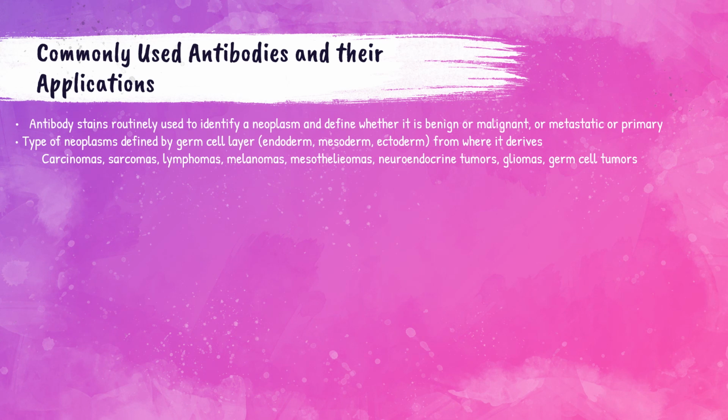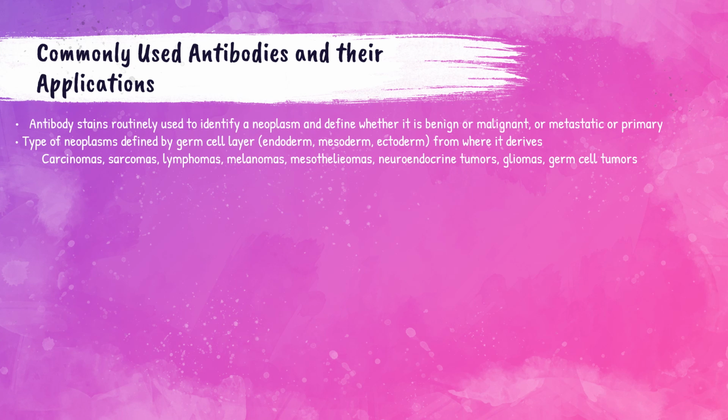Antibody stains are used frequently in pathology to identify a neoplasm and also to determine if the neoplasm is benign or malignant. Also, if the neoplasm is metastatic or if it is primary. The type of neoplasm is determined by the germ cell layer, so whether it's the endoderm, the mesoderm, or the ectoderm from where it is derived.